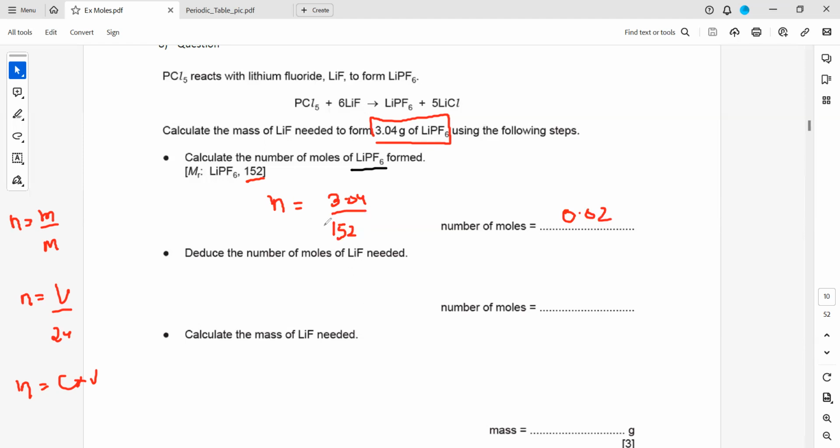Then deduce the moles of LiF. The first part we solved by using a formula, so the second part we'll solve by using a ratio. What ratio will we take? We'll take a ratio between the quantity which we have and the quantity which we need. So we have LiPF6 and we need LiF. It does not matter if you write LiPF6 first and LiF second. According to the equation LiPF6 is 1 and LiF is 6. So the ratio is 1:6. If we have 0.02 moles of LiPF6, how many moles of LiF will there be? X. We just cross multiply. So 6 is multiplied by 0.02. What's the answer for this?